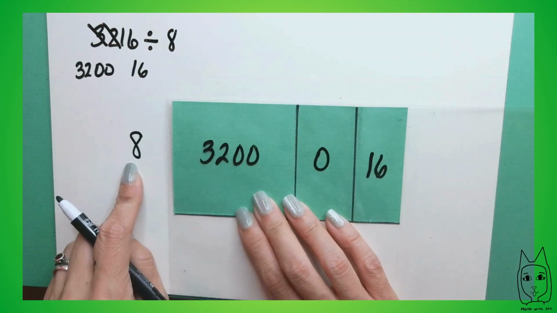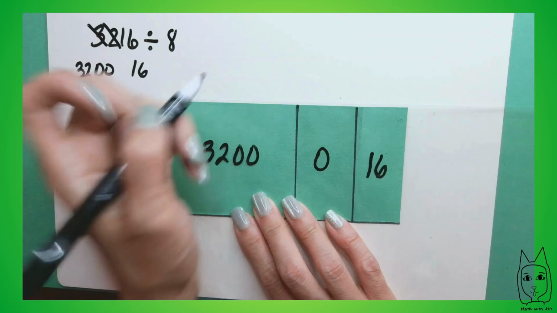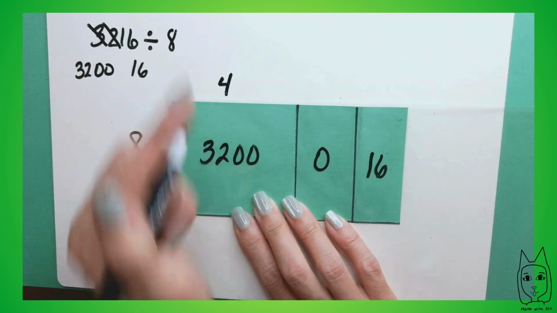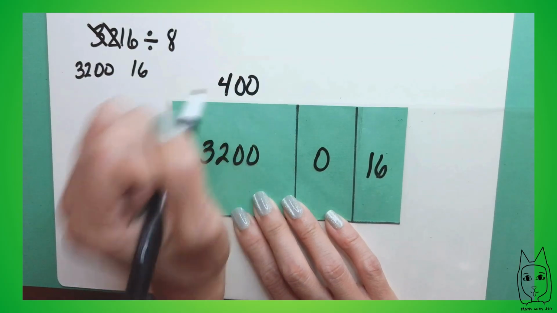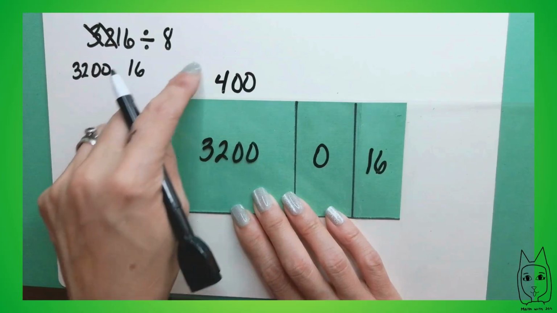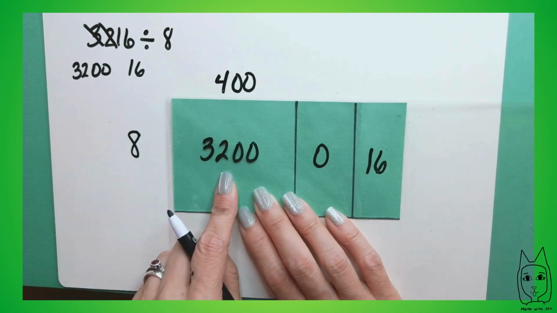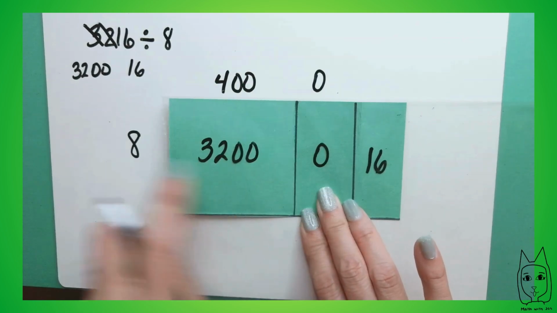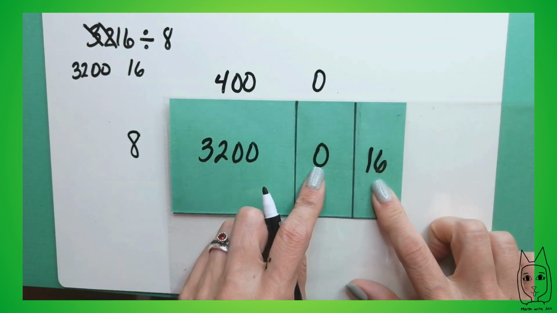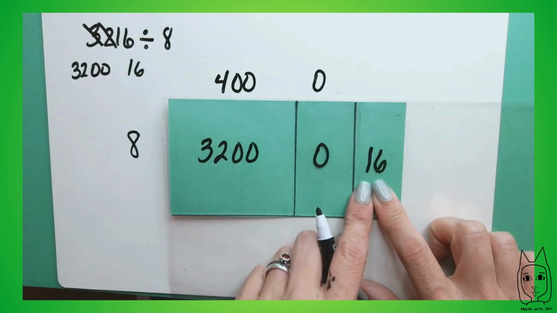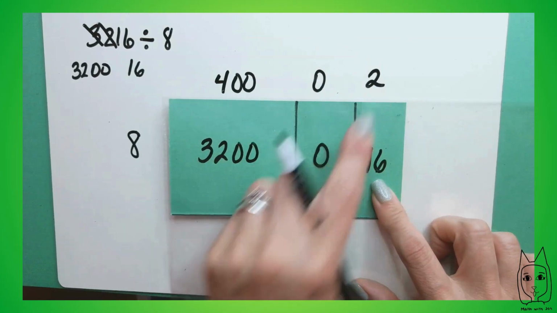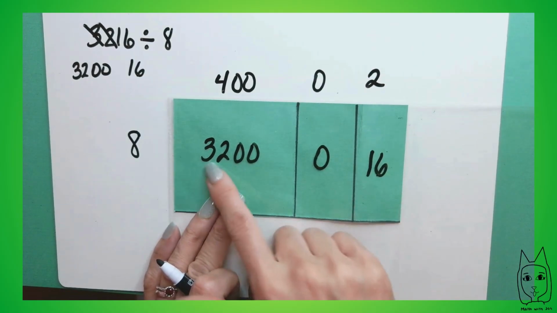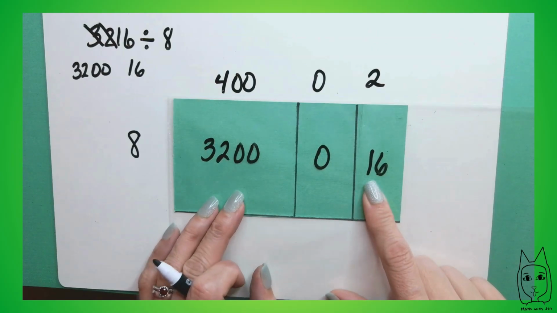8 times 4 is 32, but we need 3,200. So we're going to need this to be 400. So 8 times 400 is 3,200. 0 times 8 is 0. Think what times 8 can give me 16? It's 2. 2 times 8 is 16. The area model, if I add these numbers together, is 3,216.